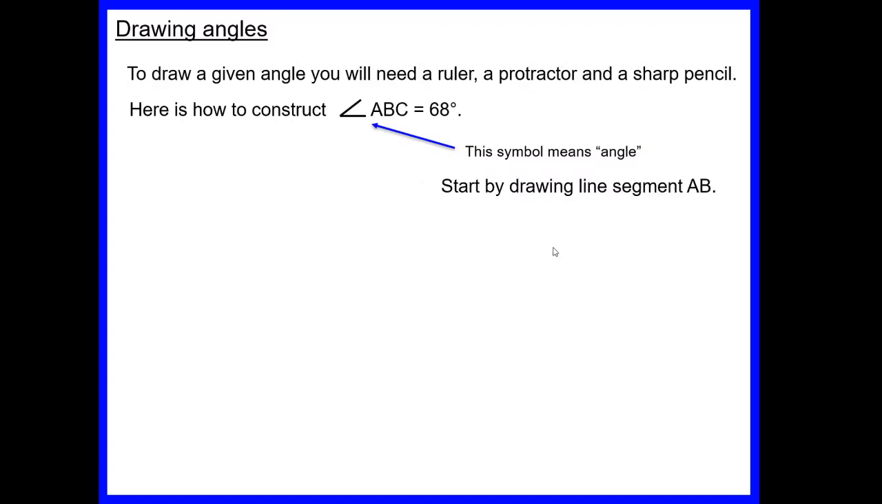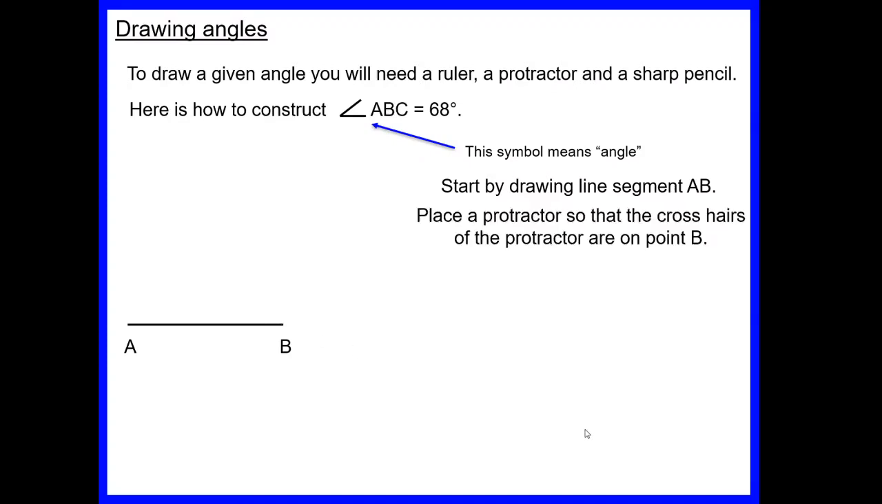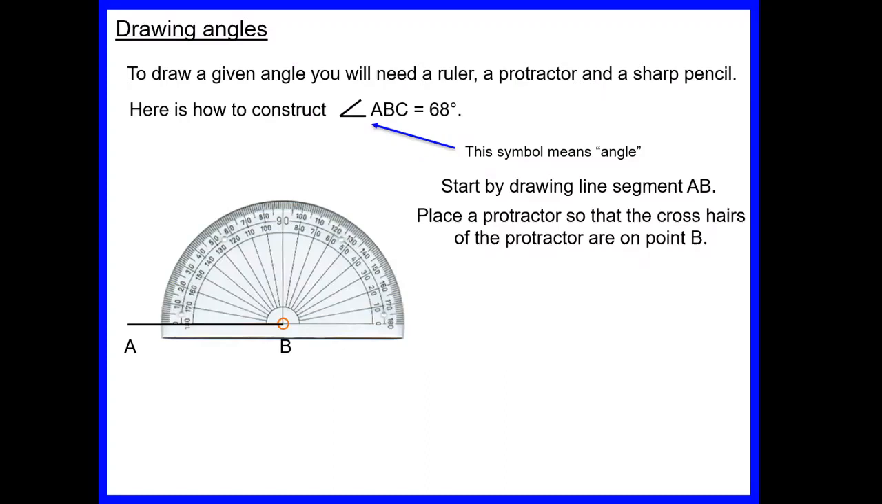So our first step then, we're going to start by drawing the line segment AB. So we've got our line from A to B. Now we were told to draw the angle ABC. B being the middle letter means that's where the point of our angle needs to be. So that's where we're going to put the crosshairs of our protractor. So we pop on our protractor, making sure the crosshairs are on point B, so whichever the middle letter is, that's where our crosshairs should be.